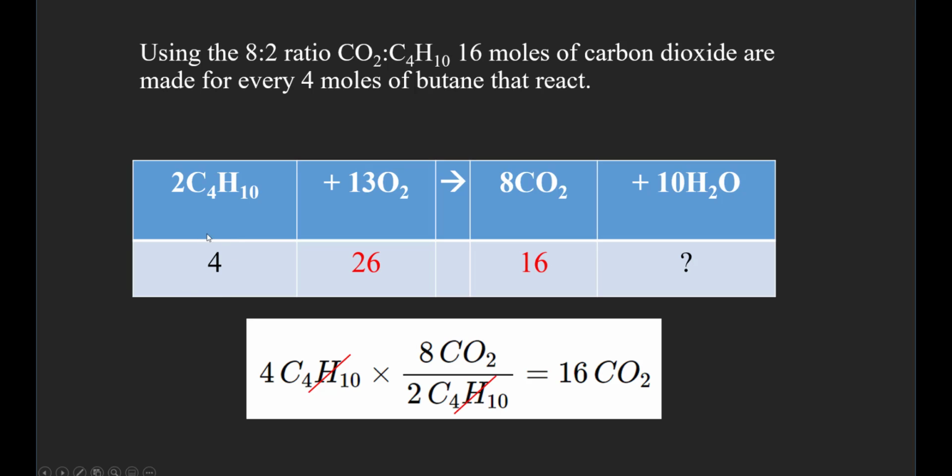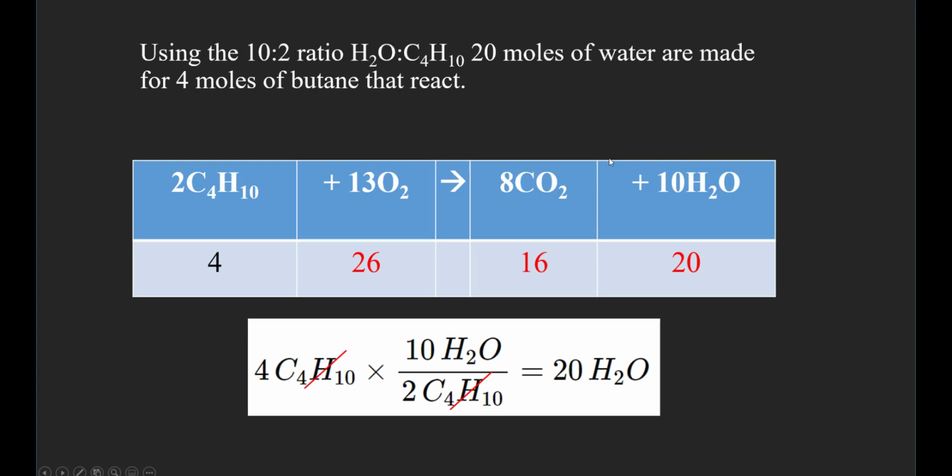I start with the number that's given. I've got 4 moles of butane in this case. Multiplied by 4 is 16 carbon dioxides. Finally, the water. What's the ratio between the water and the butane? It's a 10 to 2 ratio, or 5 to 1. So I have to multiply 4 by 5, where you can see it here in the dimensional analysis setup. For every 10 waters, 2 butanes are needed, so the answer is 20.